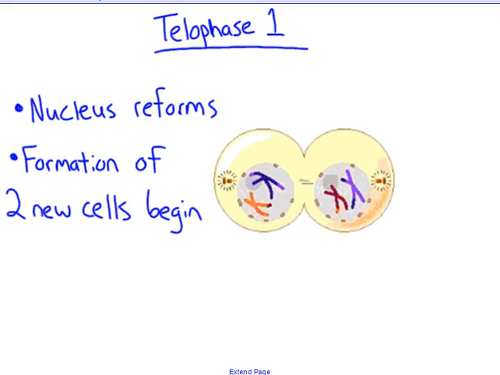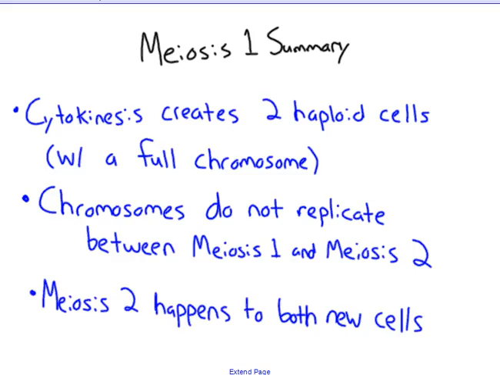In telophase 1, the nucleus starts to reform, and the formation of 2 new cells begins. So what we have here, meiosis 1 summary. Cytokinesis happens, and it creates 2 haploid cells. Haploid means half the set of chromosomes. And this is going to be unique because meiosis is going to happen again to both of the new cells.